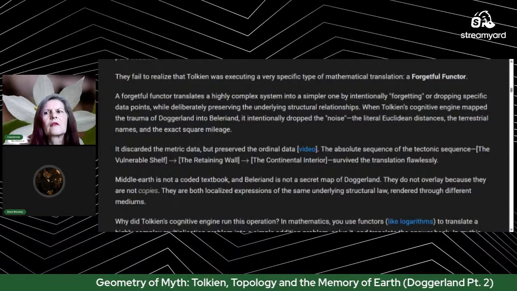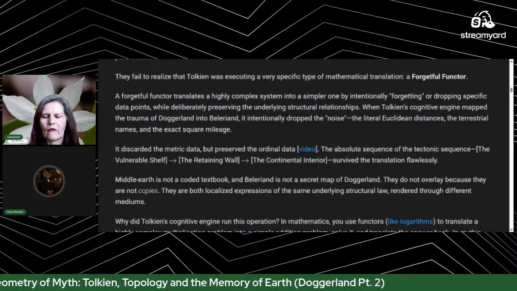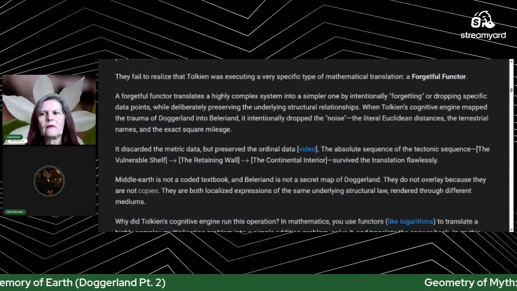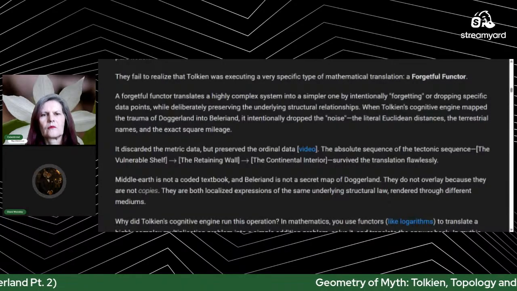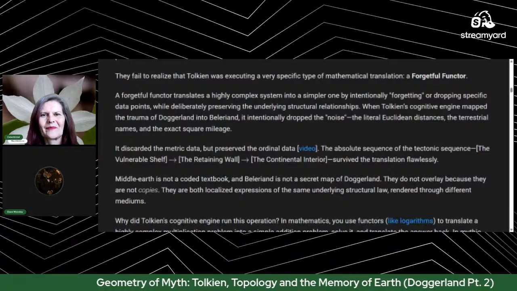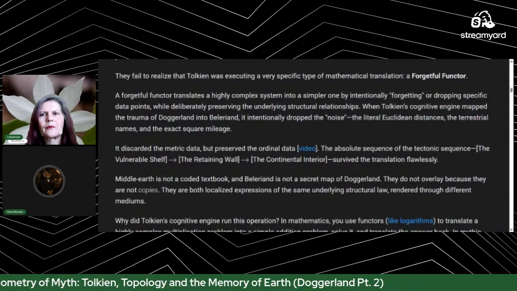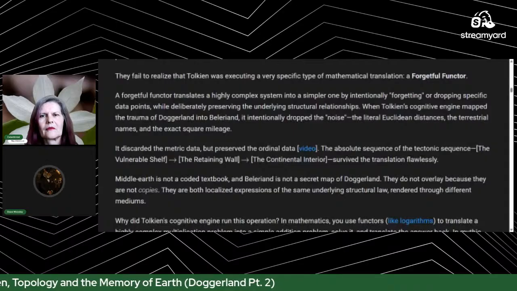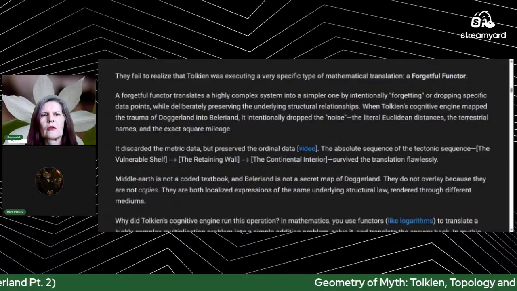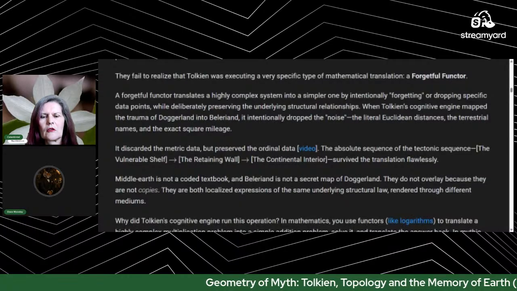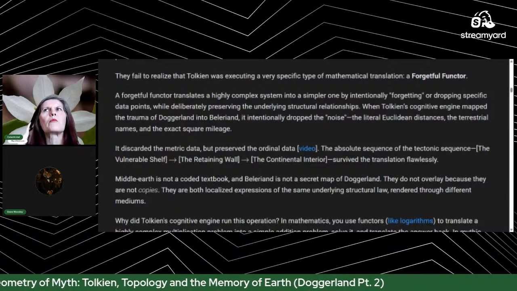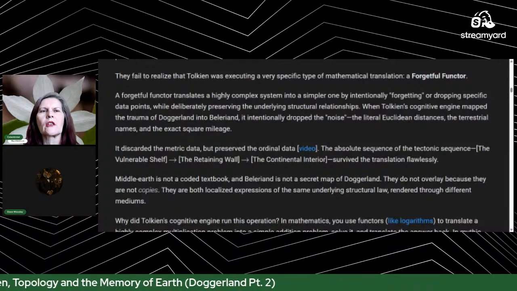When Tolkien's cognitive engine mapped the trauma of Doggerland into Beleriand, he intentionally dropped the noise: the literal Euclidean distances, the terrestrial names, and the exact square mileage. So that is to say, if you try to overlay Tolkien's map of Beleriand onto the Doggerland coastline, you'll get some matching points, but not all points will match, and that's what the forgetful functor is about. It matches in generalities, at least the important points of whatever he's trying to get across.